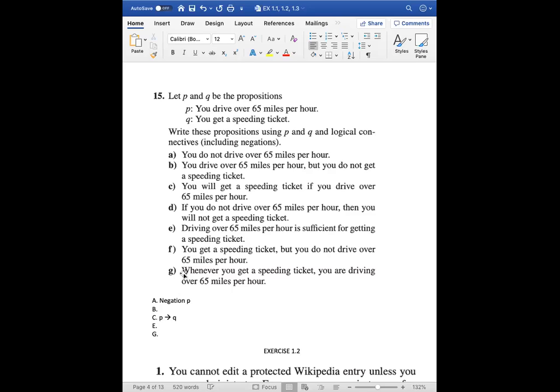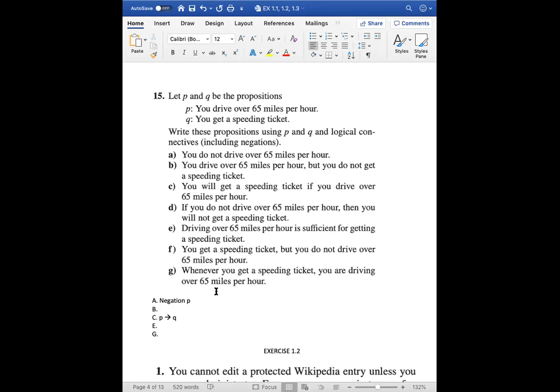For part number G, we are saying whenever you get a speeding ticket, you are driving over 65 miles per hour. Here we also see the same if-then behavior, but in a different, reverse order, because you are getting a speeding ticket only if you are driving over 65 miles per hour.